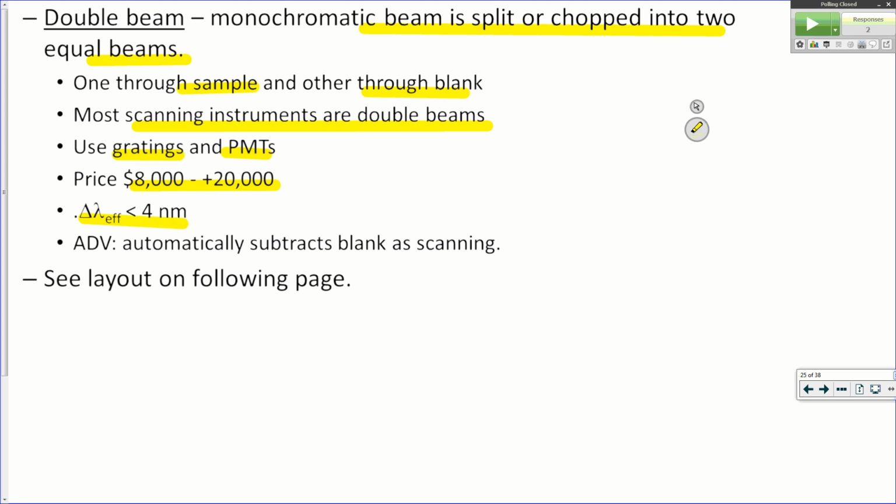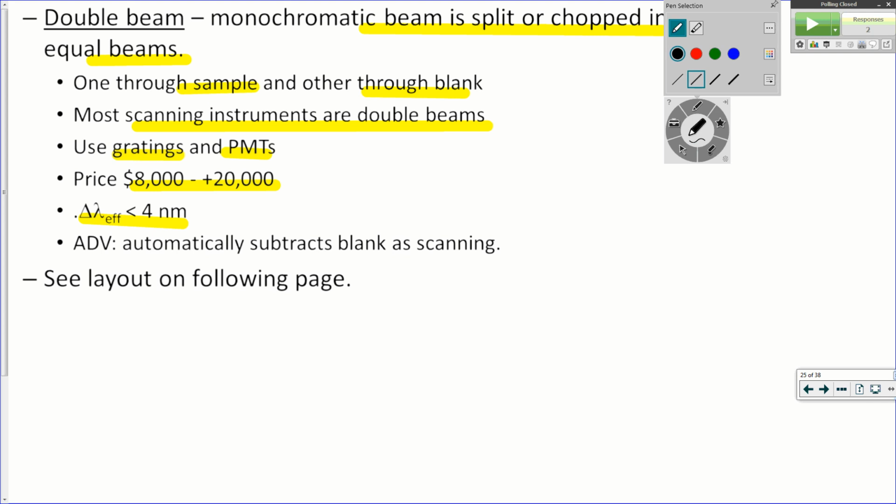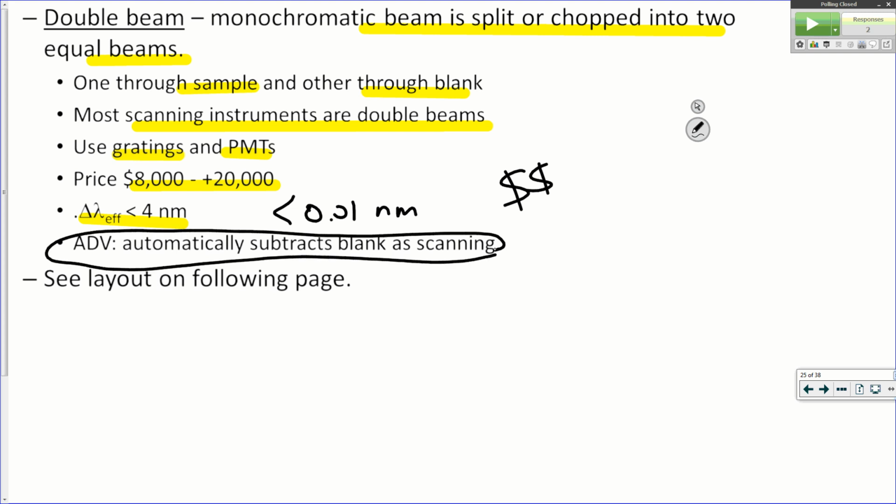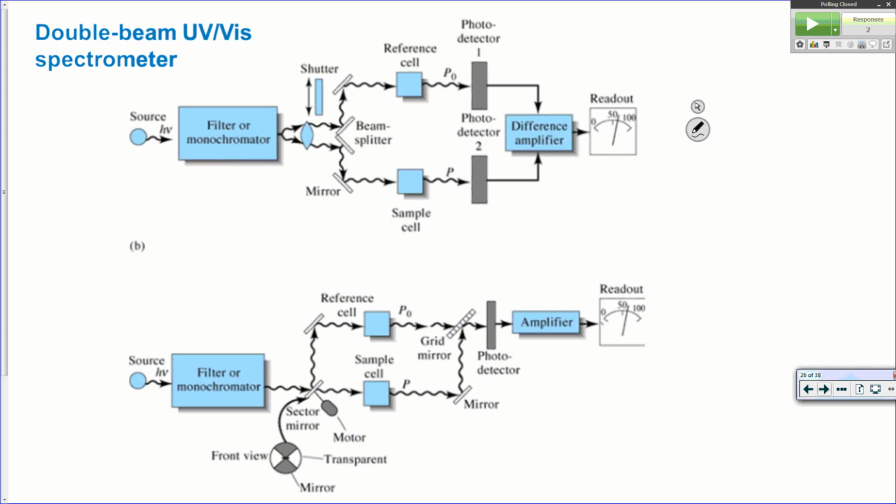But here's what you can do: you get what you pay for. If you want one that's less than 1/100th of a nanometer, I can get it. But the downside is that you're looking at a lot of money for something like that. Again, the big advantage is that the blank is automatically subtracted, which allows us to scan. All right, let's follow the light paths around and see how they look.